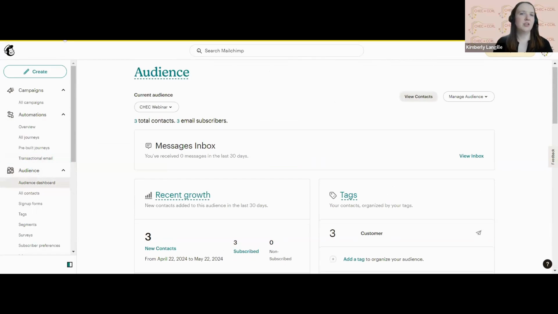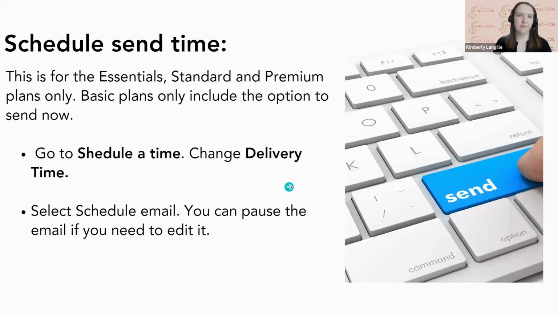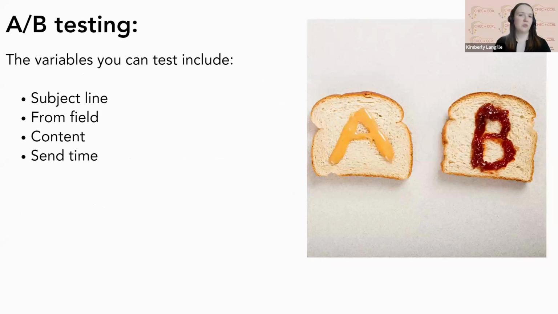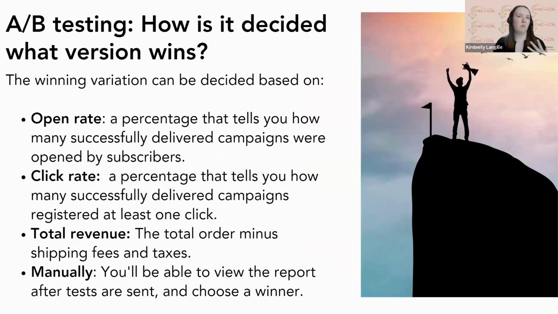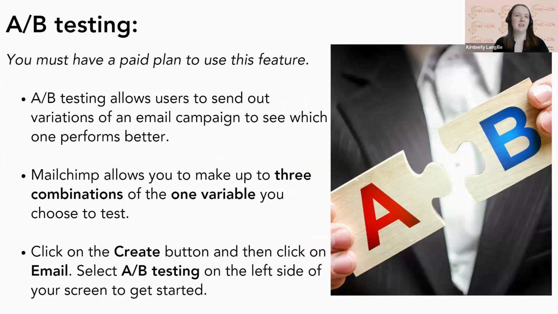But I just also want to touch on quickly, going back to my presentation, I also want to help everyone understand what an open rate is. Maybe we won't get to A/B testing, but A/B testing is if you have a paid plan, you can send out variations of an email plan to see which one performs better.